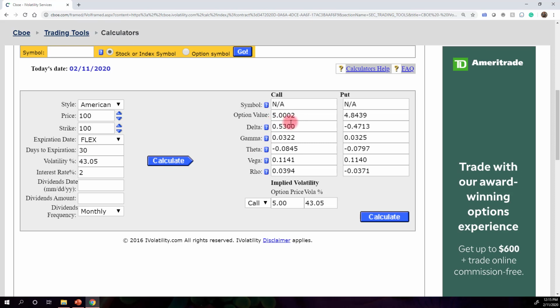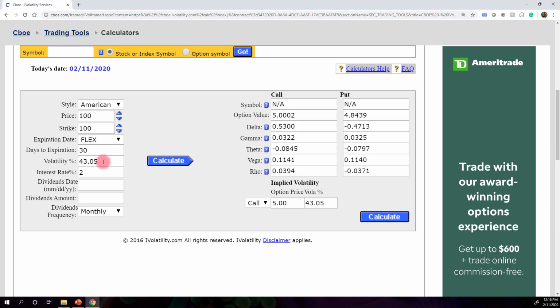So all we're saying is that if the market is willing to pay $5 for this call, then traders are implying that the future volatility of the stock will be 43%. Otherwise, they wouldn't have been willing to pay $5. So do you see how that works? All we're doing is we're working the pricing model backwards. We're saying I know this number, this number, this number, interest rates, and I know the market price, and we're trying to figure out what this number is.